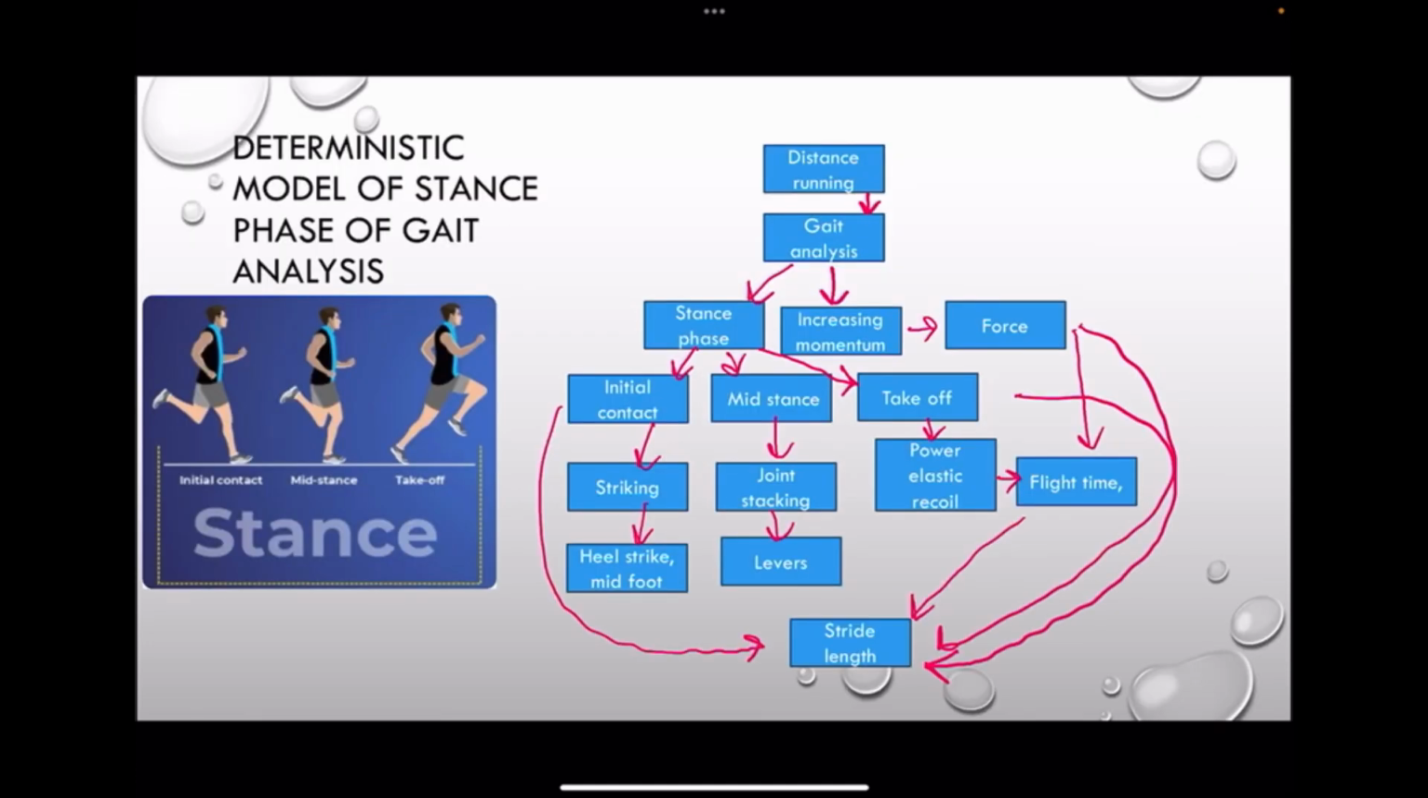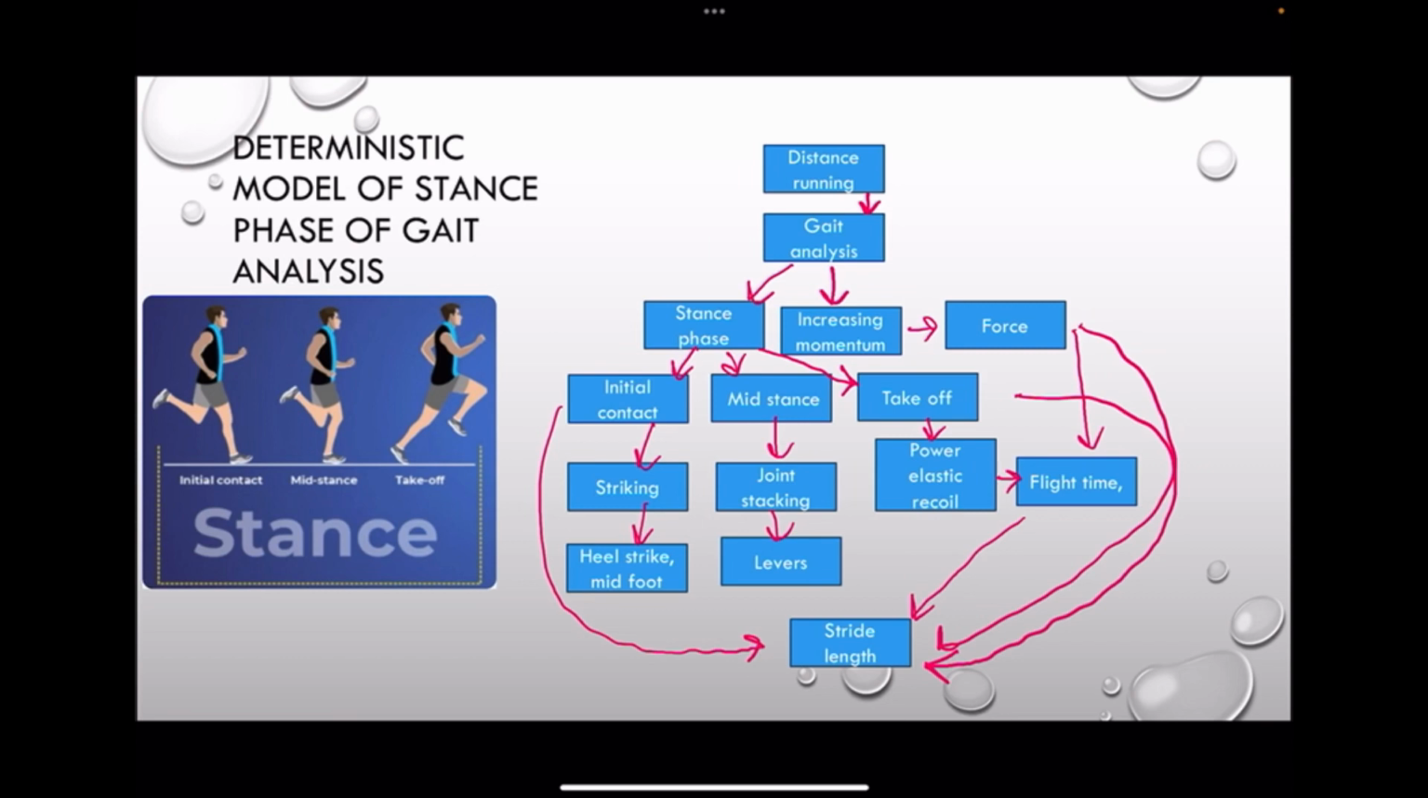Here we can see a deterministic model of the stance phase of gait analysis. In order to achieve a good gait analysis, we need to go through three phases of our stance: the initial contact, mid-stance, and takeoff. Through our stance phase, we need to go through our initial contact, which revolves around striking the ground with the foot. A bad striking phase would be to strike the foot on the heel, whereas a good strike phase would be to make contact with the ground with the middle of the foot.